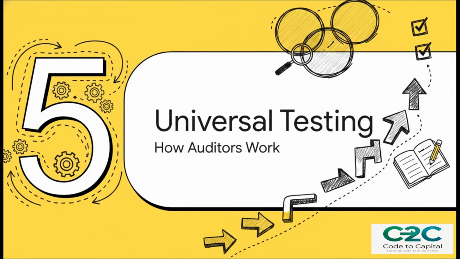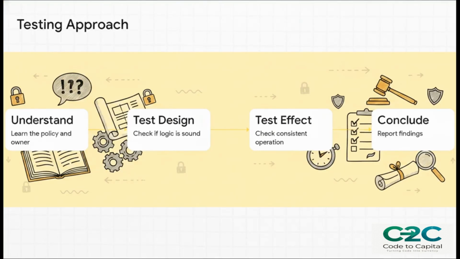Moving right along to Section 5, the Universal Testing Approach, how auditors actually work. So now that we understand the theory of the 4 domains, let's transition into the practical, step-by-step reality of how an auditor actually executes their work. It's pretty cool because no matter which domain you're looking at, the testing rhythm is always the exact same.